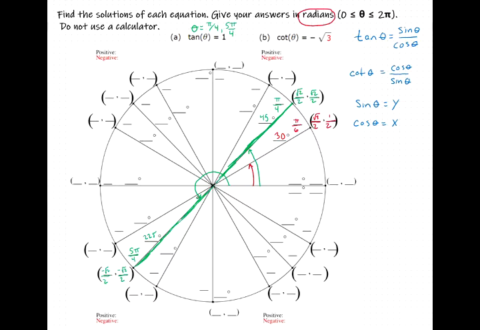All right, so let's look at the cotangent function. When is the cotangent equal to negative square root of 3? Well, if we look at the other point in the first quadrant, that's this one here.